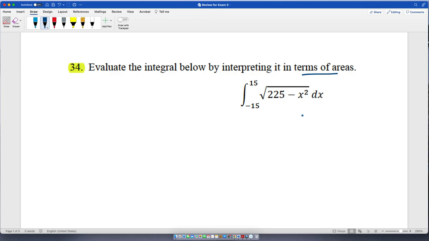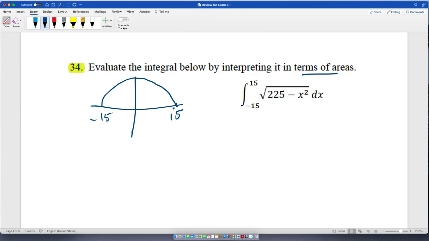And does anyone remember what this kind of a function gives us? A circle, actually a half circle, because it's a square root. So it's giving us the top half of a circle. The square root of 225 is 15, so it's a circle with radius 15. So if we were to graph it, it'd be something like this.